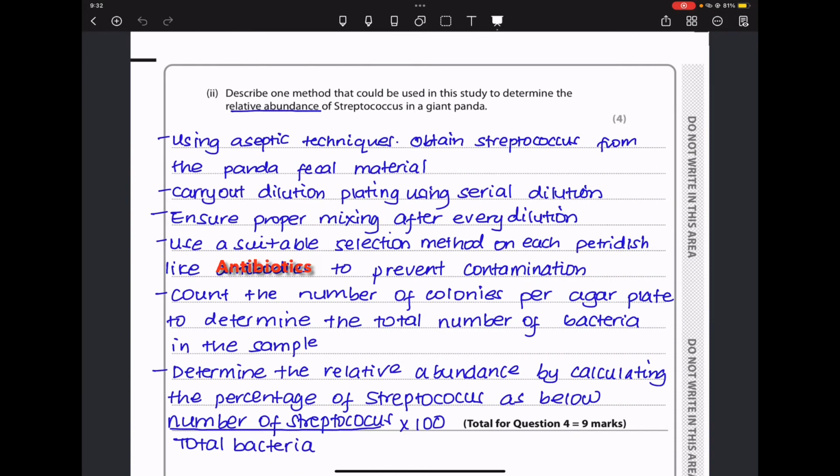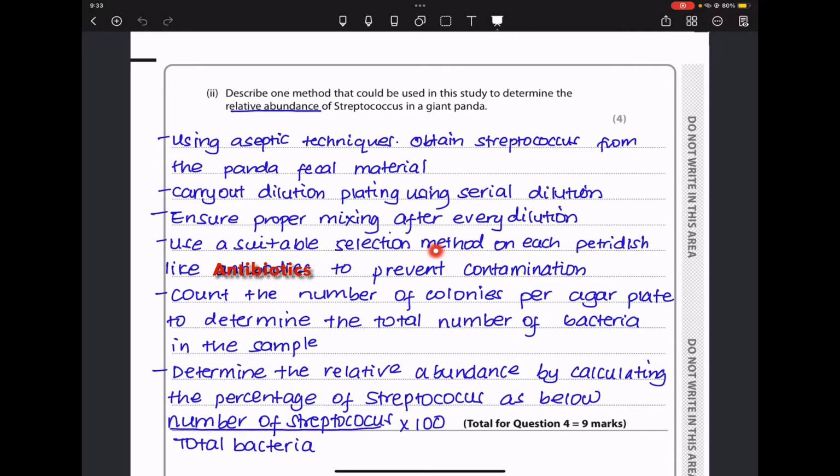So here they say describe one method that could be used in this study to determine the relative abundance of Streptococcus in giant pandas. So here, whichever method you decide, you have to make sure you use aseptic techniques. Because these bacteria are inside the panda, the easiest extraction method is going to be using their fecal material. And then you could carry out dilution plating using serial dilution. You ensure proper mixing after every dilution to ensure that the concentration is uniform.